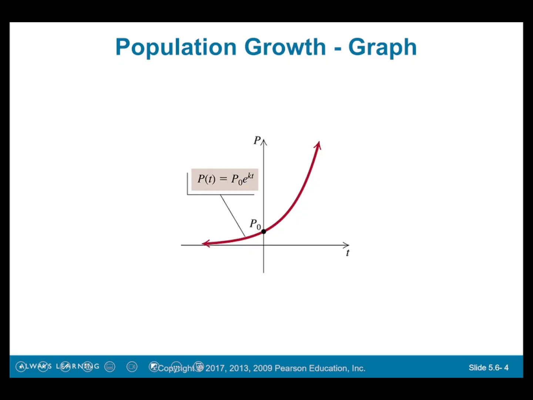So any population growth graph that we're looking at is going to look like this. It's going to cross the y-axis at our P0 value, and then it shoots off up to positive infinity very quickly. So that in general is what our graph is going to look like. And you'll see a few different versions of this. This one is our positive growth going up to positive infinity.